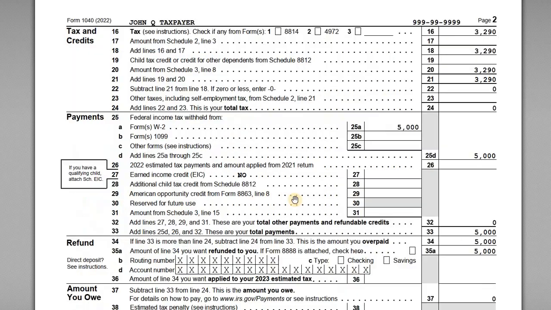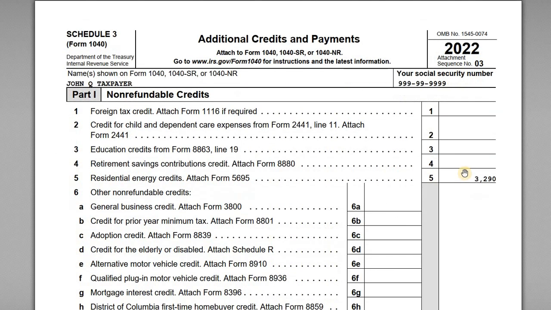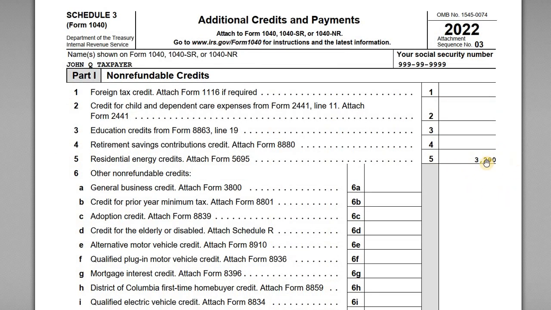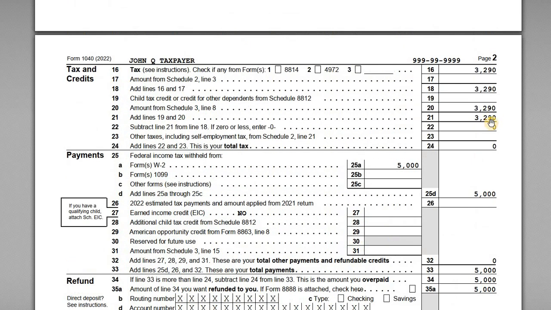Right, and so that's why on page 2, we see here's the taxes, and then we can see the amount from Schedule 3, line 8. Schedule 3 is where we report those credits. So on Schedule 3, we have the additional credits and payments. There's his residential energy credit. So the credit is wiping out all of his tax completely, so now his tax is down to 0.